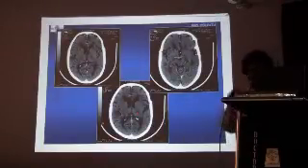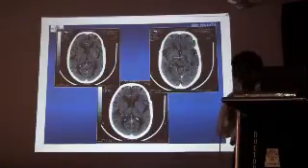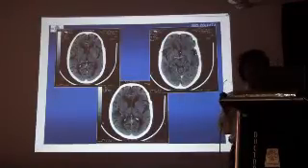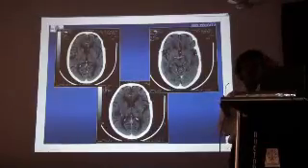Okay? But which one is the offending agent? For this one, you have to take help of MR, especially diffusion. MR will pick up all the lesions, rather more lesions. But diffusion MR will tell which one is the lesion.